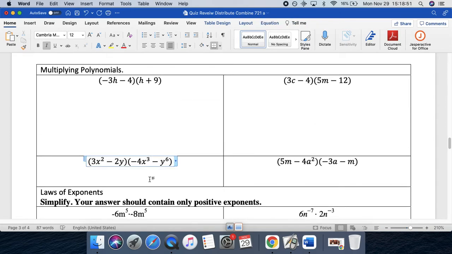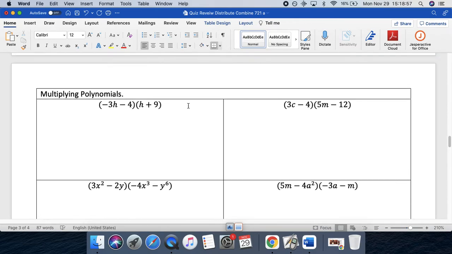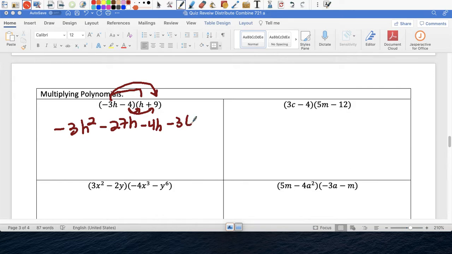This is just a distributive property twice. And then if you combine like terms, so it's this first, and then, right? So negative 3h times h is negative 3h squared. Negative 3h and 9 is going to give me negative 27h. And then we're going to do negative 4 times h, which is negative 4h. And negative 4 times 9 is going to give me negative 36. Is there anything to combine? Yeah, these two I can combine. Negative 3h squared, that stays. Negative 27 and negative 4 is negative 31h, minus 36.